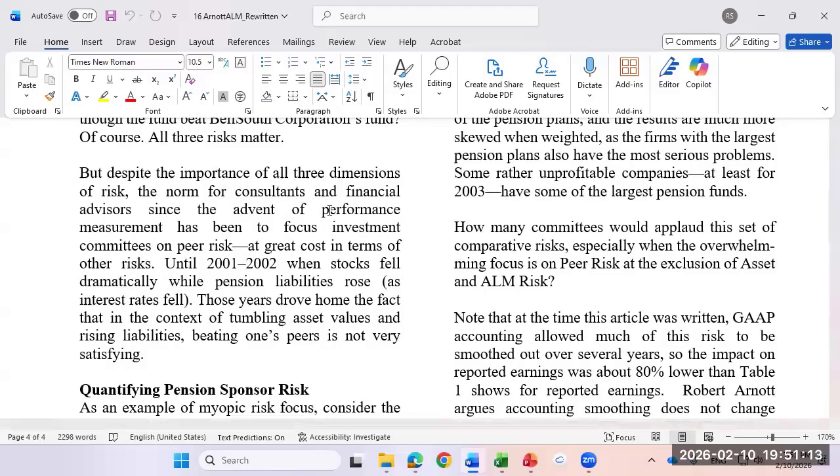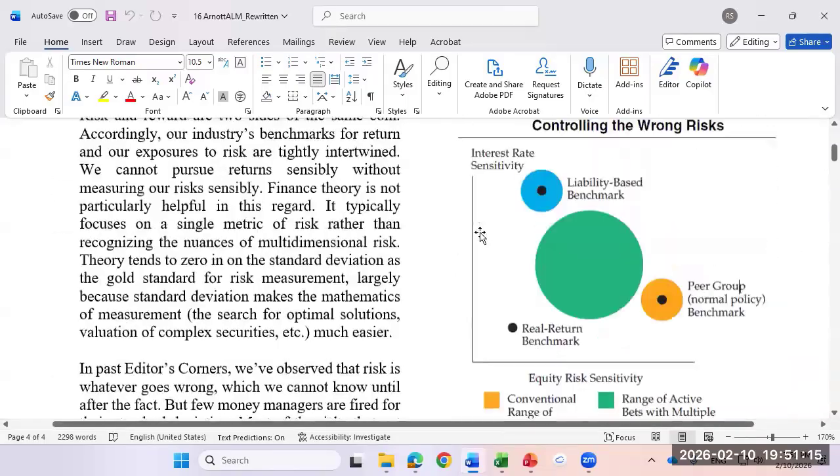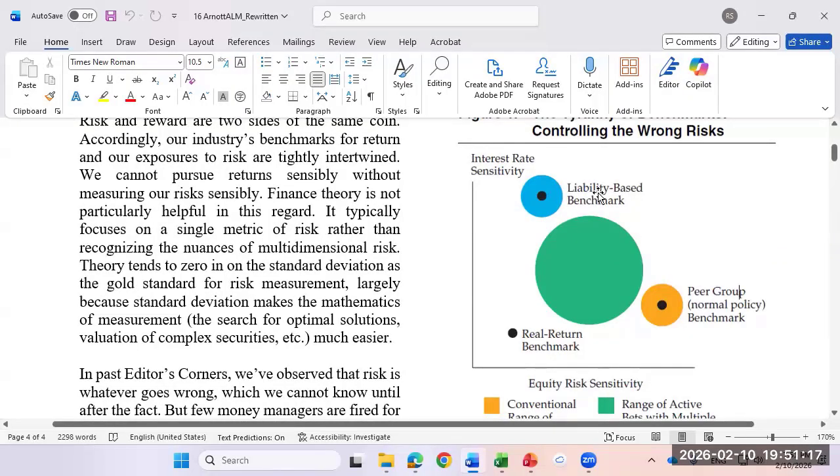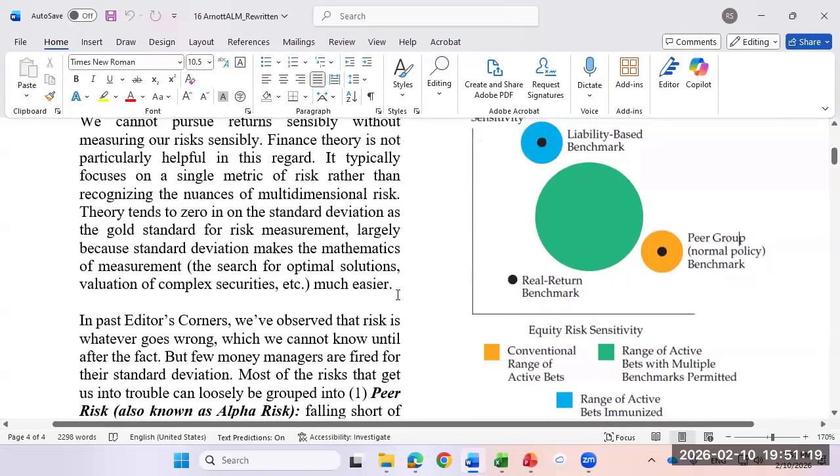He argues, and this is where I disagree with him, balance these risks. Try to find a way to balance them. He even says, you know what? See if you can get 2 out of 3 of them good.